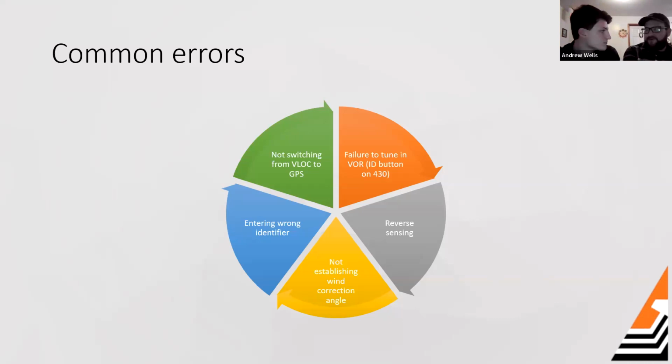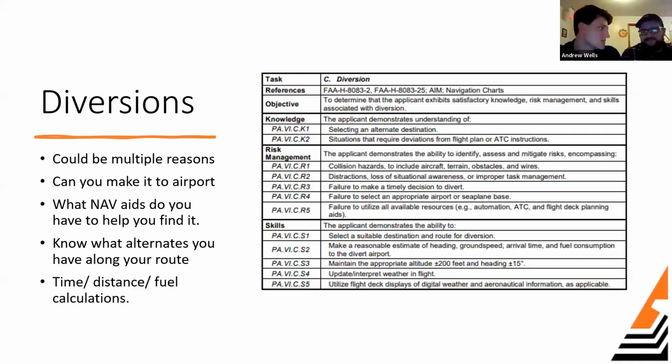Exactly. Then we move into diversions. Diversions could really be for multiple reasons. The main thing that they tell you on a check ride is probably, oh, there's weather or anything. But diversions in real life could be, oh, somebody has to go to the bathroom, we've got to go get water. It could be any reason. So what the DPs are really looking for is, can you find the airport? Can you use all the nav aids available to you?